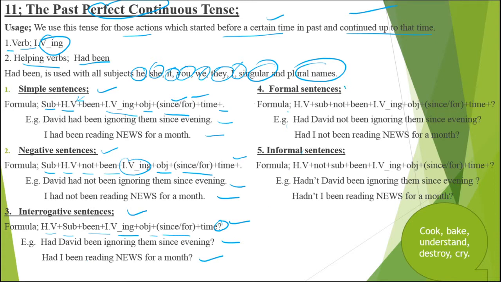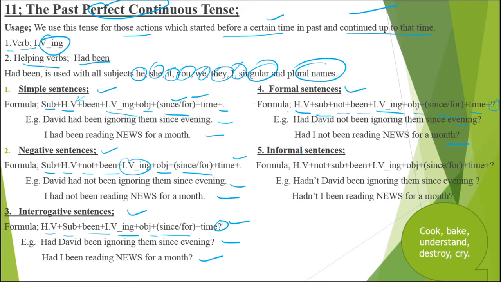After that, we have got formal sentences, those sentences in which we ask questions and deny the statement, and we ask them in a formal way, in a polite way, in a respectful way. We use it with our elders, seniors, and with the one whom you are not free with. Formula is helping verb, subject, then not, then been, first form with ing, object, since and for, time and question mark. Example: had David not been ignoring them since evening? Had I not been reading news for a month?